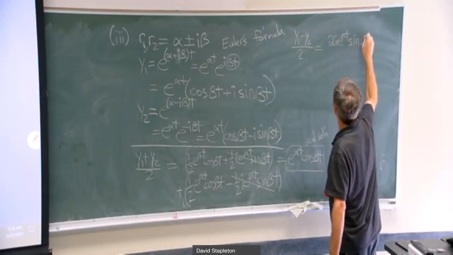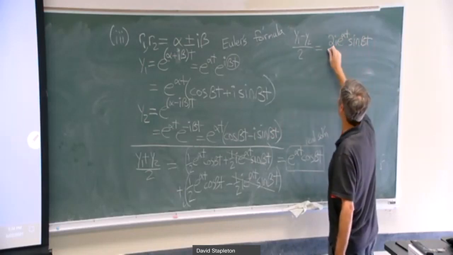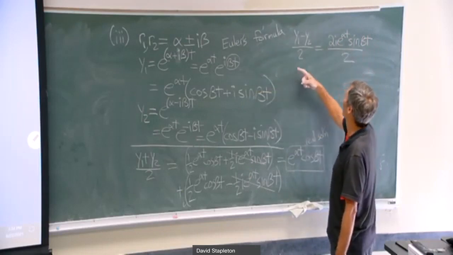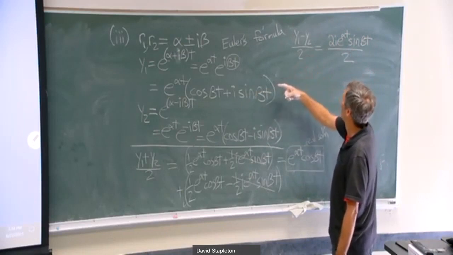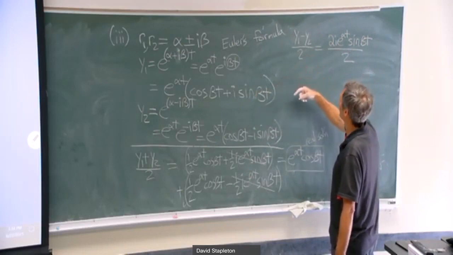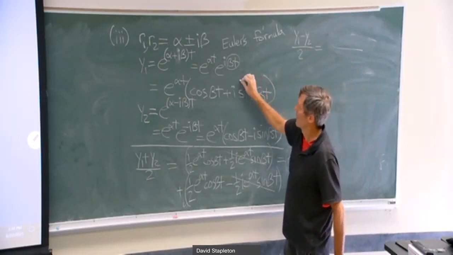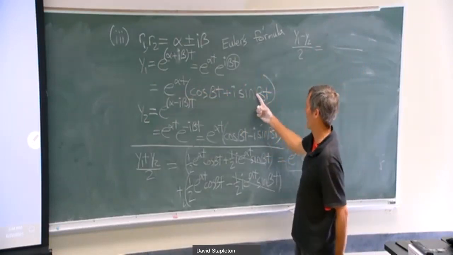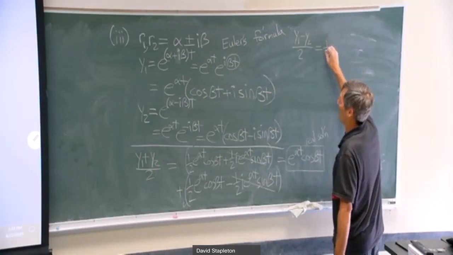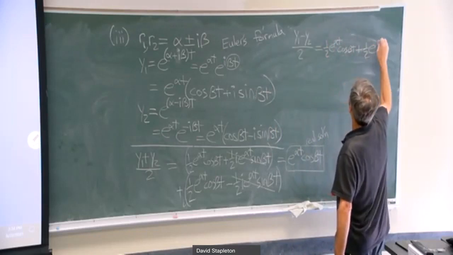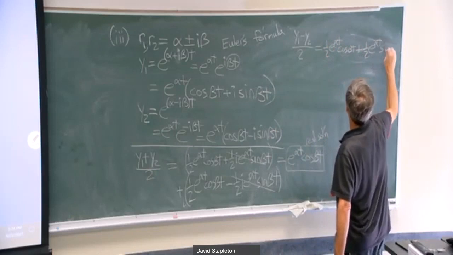times e to the alpha t. So I get this, all over 2. I get twice, well, I should write some more steps. You get this times a half would be 1/2. Let's just write it out. e to the alpha t cosine beta t plus 1/2 e to the alpha t sine beta t.